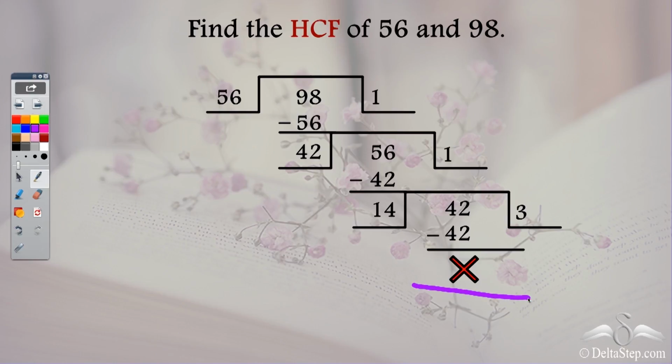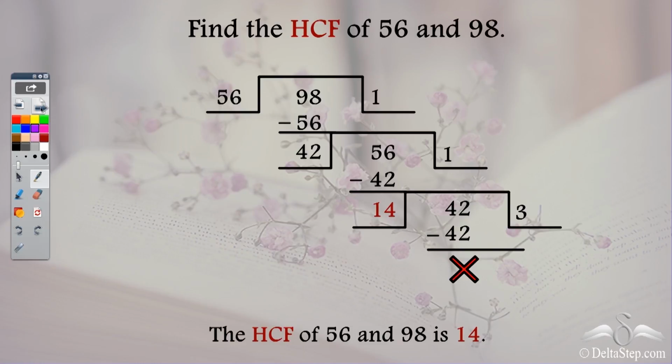So when I get no remainder or 0 remainder, I stop. And what is the HCF of 56 and 98? It is the divisor of the last step. What is the divisor of the last step? This is my last step or the last division and the divisor is 14. So the HCF of 56 and 98 is 14. So you can find the HCF of any two numbers using this long division method. So take up different numbers and practice finding their HCF using this method.